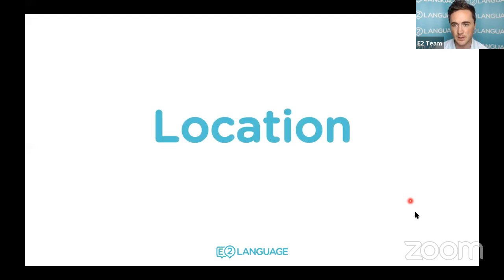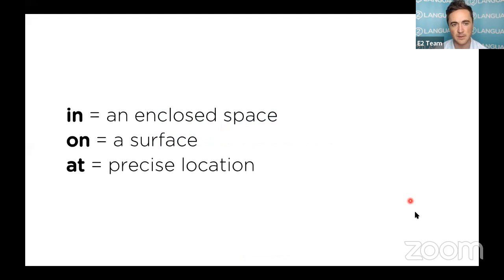Let's move now to location, and it's the same principle. But this time we're talking about location, or where. So we use in for an enclosed space. We use on for surface, and we use at for a precise location. In: enclosed space. On: a surface. At: a precise location.